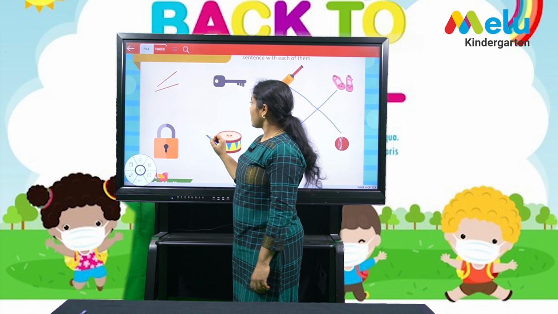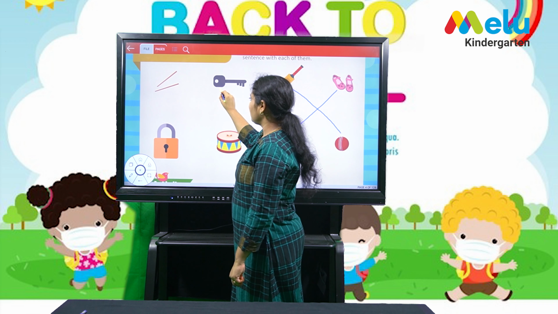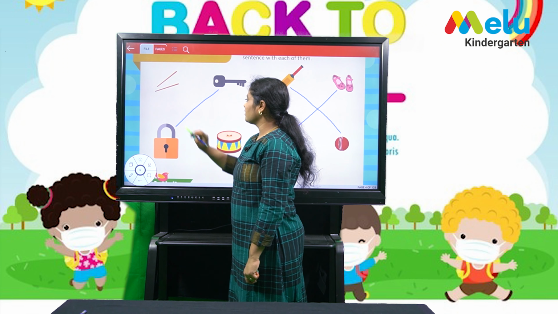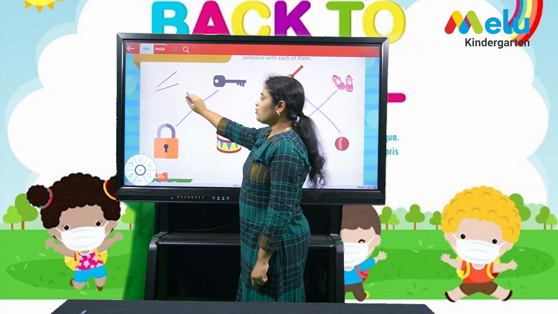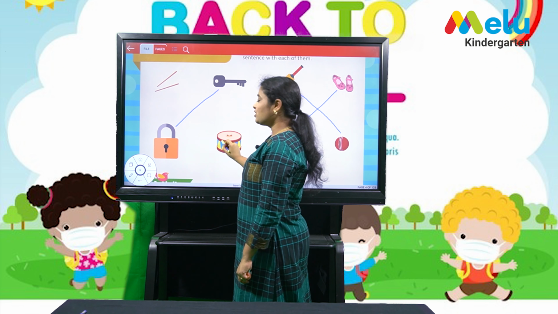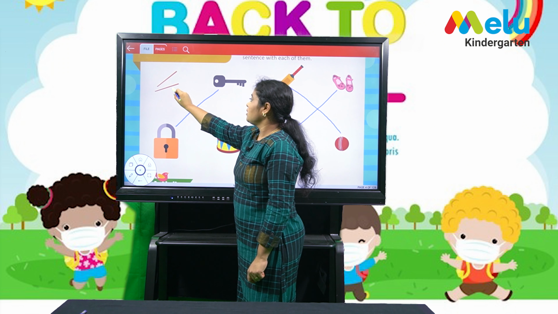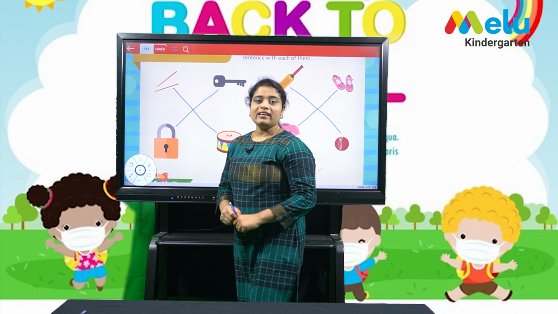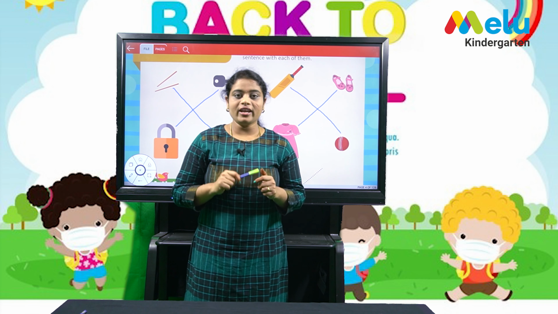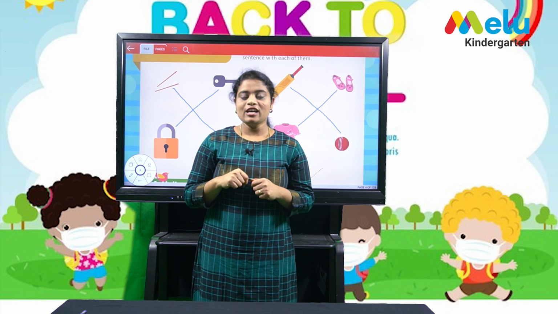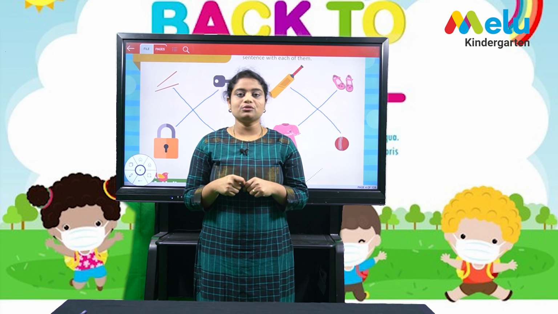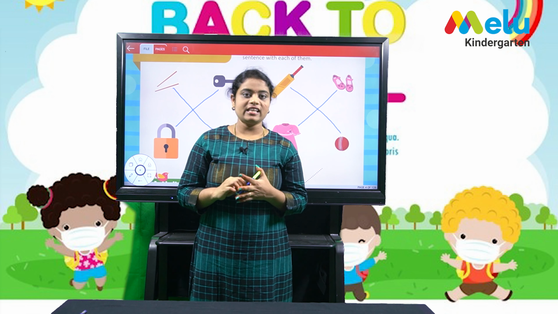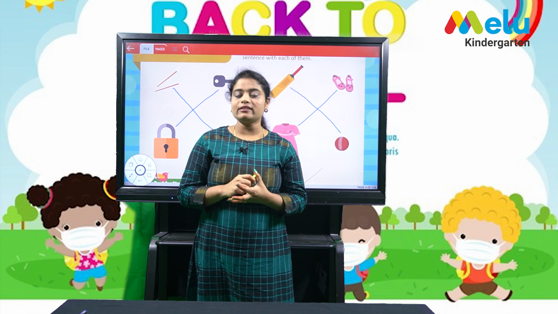So, I have to match the key with its lock. So, draw the slanting line. And I have to match the drumsticks with the drum. Yes, so draw another slanting line. Yes. So, children, it is very easy to draw slanting lines, yes. We have already learnt how to draw standing and sleeping lines, yes. So, now it is easy for us to draw slanting lines also.